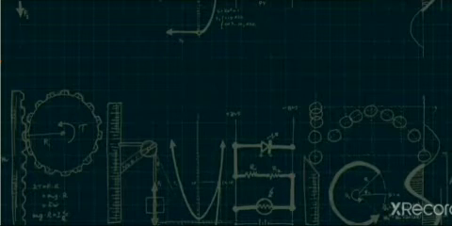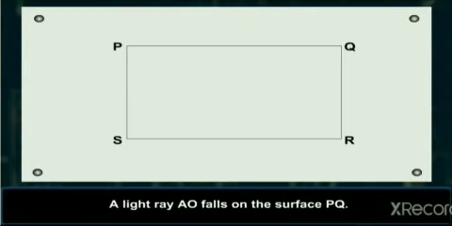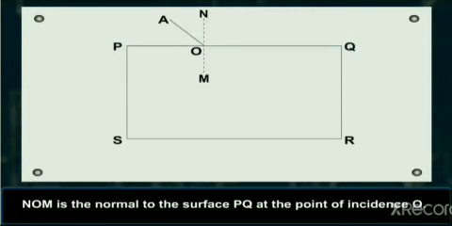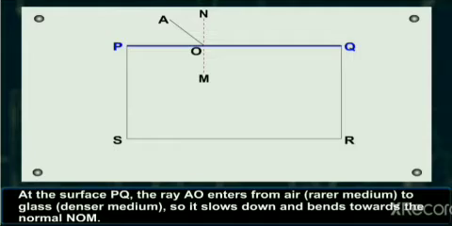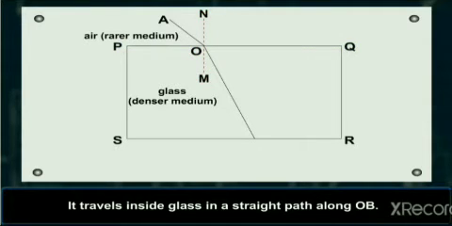Refraction of light through a rectangular glass block. Figure shows a rectangular glass block PQRL. A light ray AO falls on the surface PQ. NOM is the normal to the surface PQ at the point of incidence O. At the surface PQ, the ray AO enters from air, rarer medium, to glass, denser medium, so it slows down and bends towards the normal NOM. It travels inside glass in a straight path along OB.